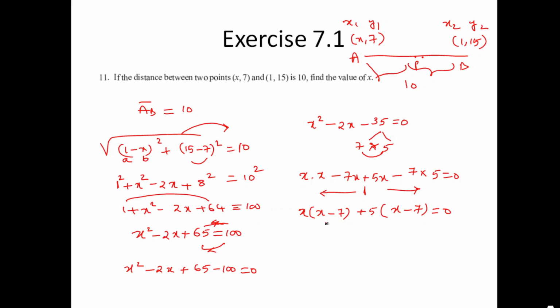You need to see that the bracket terms have to be the same over there. So the roots of this equation: x plus 5 equals 0, or x minus 7 equals 0. So x is equal to minus 5, or x is equal to 7 is your required answer. Therefore the value of x is minus 5 or 7.